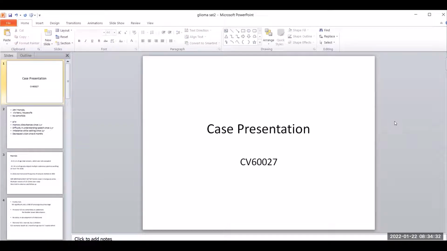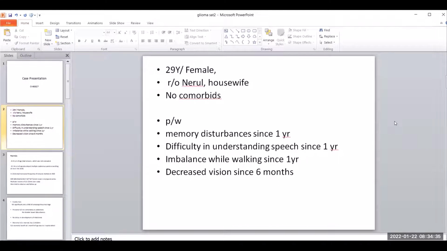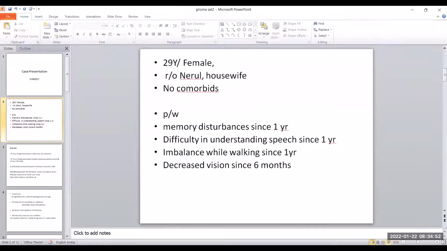Today's presentation is on a 29-year-old female, resident of Neuro, housewife with no comorbidities, who presented with memory disturbances since 1 year, difficulty in understanding speech since 1 year, imbalance while walking since 1 year, and decreased vision since 6 months. Past history: at 8 years of age, she had seizures which were not evaluated.